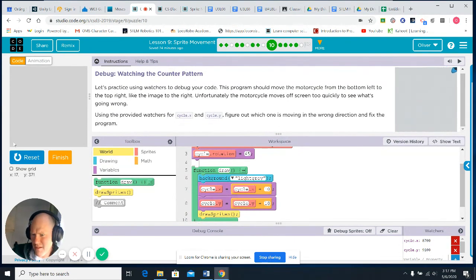Let's start down here. What's happening? As I move my cursor, look below the words show grid. What's happening to X and what's happening to Y? Well, that is the secret. Let's start again. Starting at this bottom corner, right where the motorcycle has been starting. What's happening to X and what's happening to Y? Okay, that's what we need to make sure happens in the code.